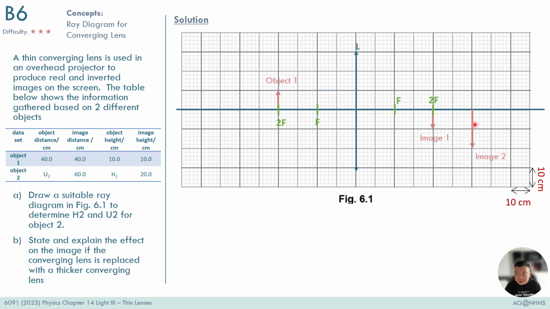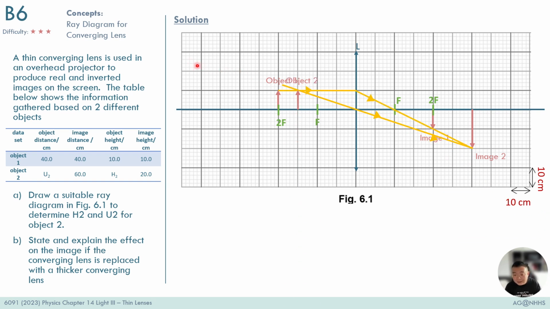We are given that object 2 is here. Image 2 is given exactly 60 cm away, 20 cm height. So I draw in image 2 here. And again, same technique. I will just connect image 2 to the optical center of the lens and just extend it all the way back.